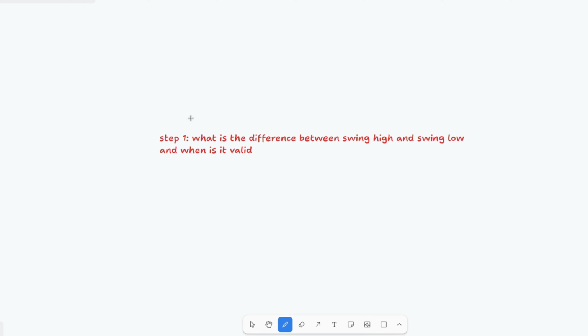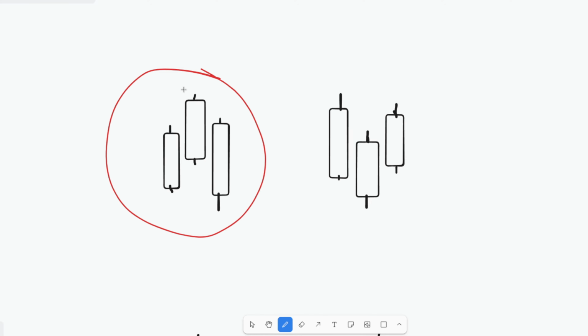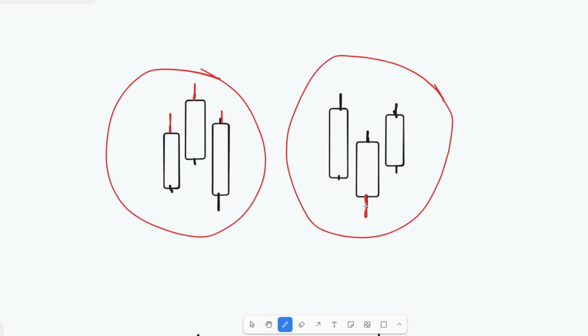Step 1, what is the difference between swing high and swing low and when is it valid? So a swing high consists of 3 candles, one on the left side and one on the right side. And they both have to have a lower wick than the one in the middle. The one in the middle needs to have the highest wick. Same as for a swing low. It consists of 3 candles and the lowest wick must be the one in the middle.